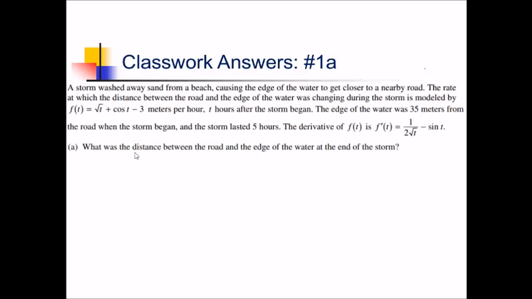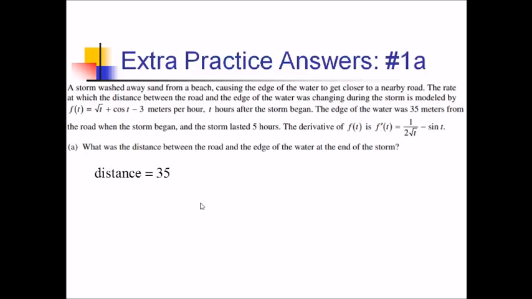All right, so first part, we want the distance between the road and the edge of the water at the end of the storm. So for this, we need to take into account the 35 meters distance that the water and the road had between them at the beginning. And then we have to add in the integral of this rate of change right here. If you integrate this f of t, this is going to be the total change in the distance between the road and the edge of the water. So we're going to do integral from 0 to 5 of f of t dt.